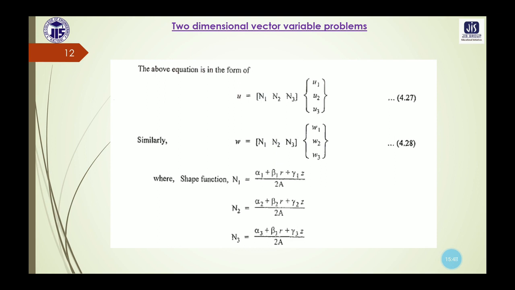And w can also be written in a similar manner, which is n1, n2, n3, that row matrix, multiplied by a column matrix of w1, w2 and w3. So these are the two equations, equation number 4.27 and equation number 4.28. Now here, what are these n1, n2 and n3? These three are the shape functions, and the formula for n1 is alpha 1 plus beta 1 r plus gamma 1 z divided by twice A.